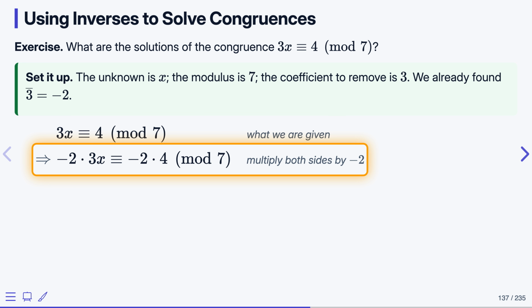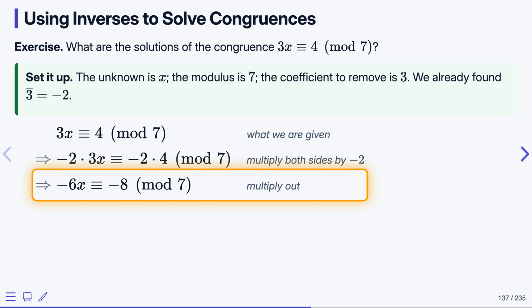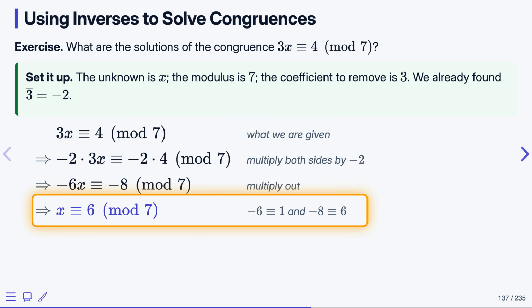Step 1. Multiply both sides by minus 2. Multiplying is always safe. Step 2. Multiply out. Minus 6x is congruent to minus 8. Step 3. Now simplify both sides mod 7. Minus 6 is congruent to 1, so the left side becomes just x, and minus 8 is congruent to 6, so x is congruent to 6 mod 7.